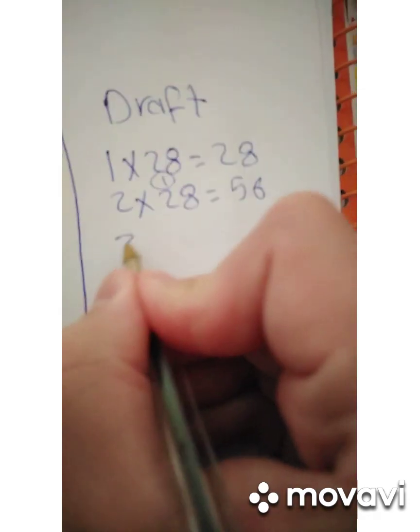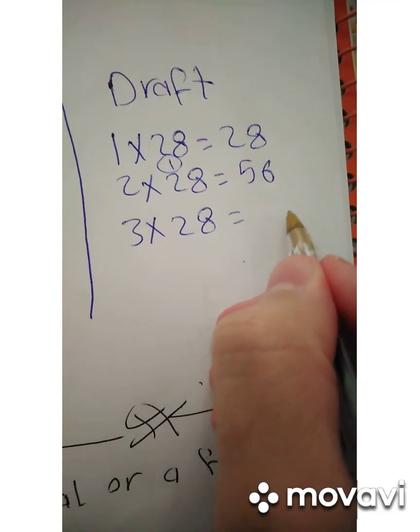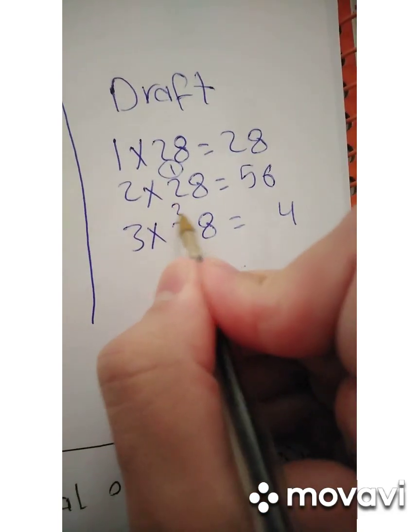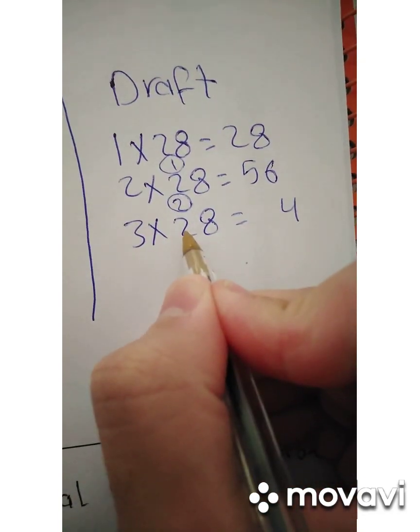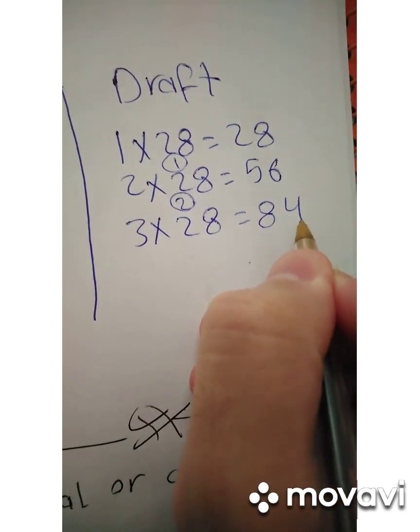So continue. 3 times 28: 3 times 8 equals 24. Put 4 and carry 2. 3 times 2 equals 6, plus 2 equals 8. So we have 84. Still smaller than 85.